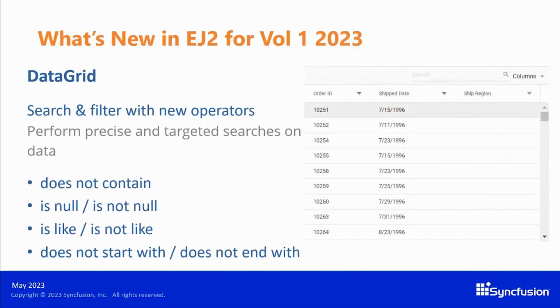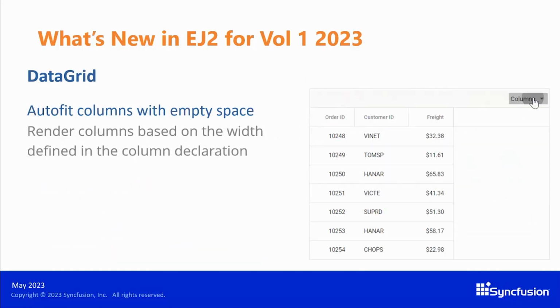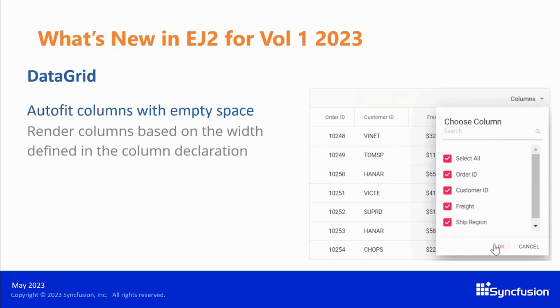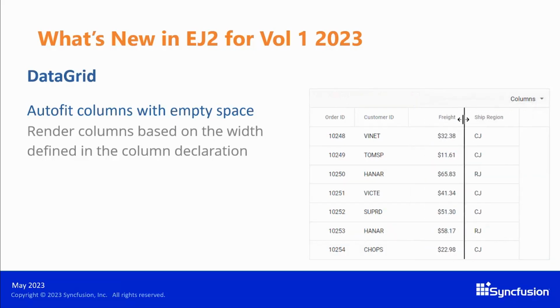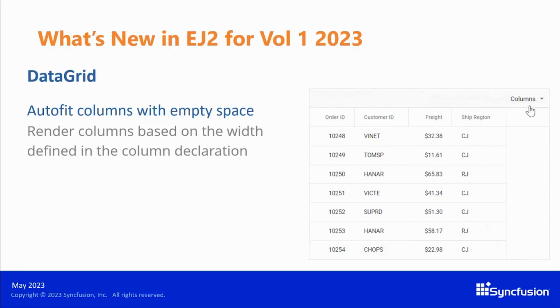And next, another feature has been added to the data grid in EJ2 platforms, which is nothing but auto fitting the columns with empty space.